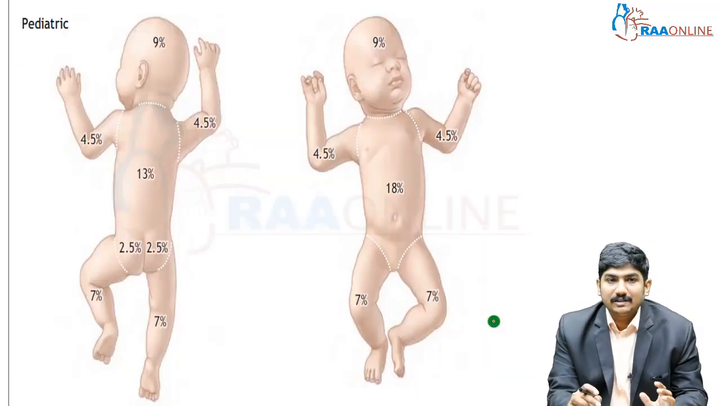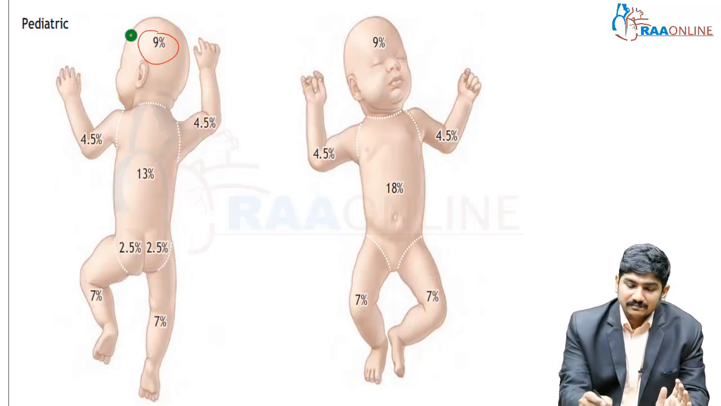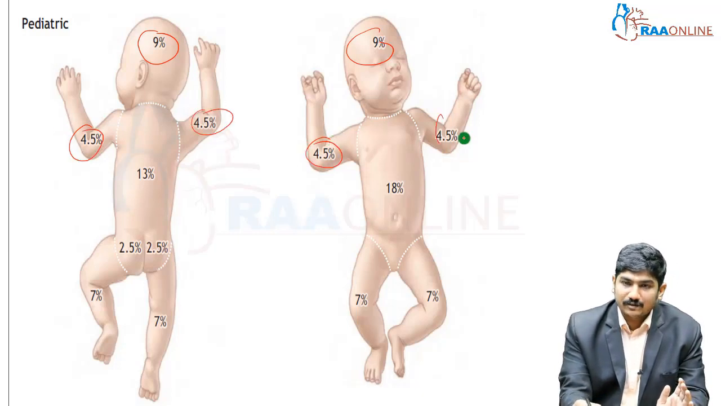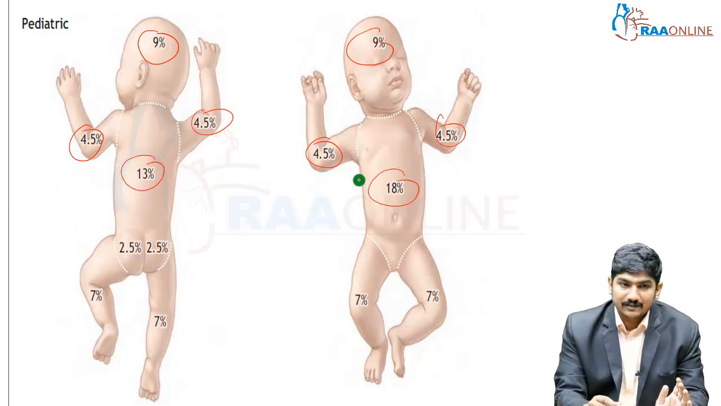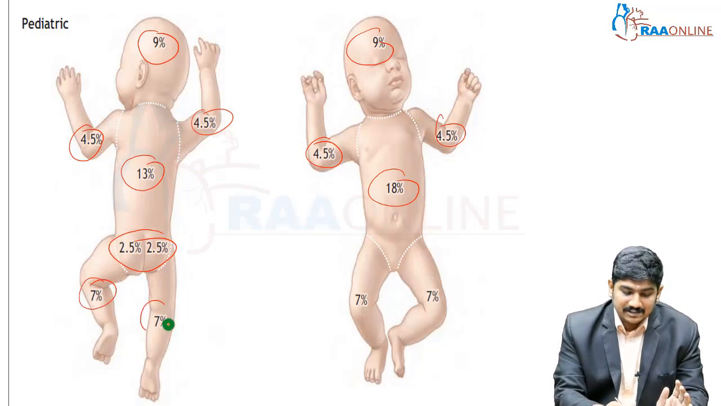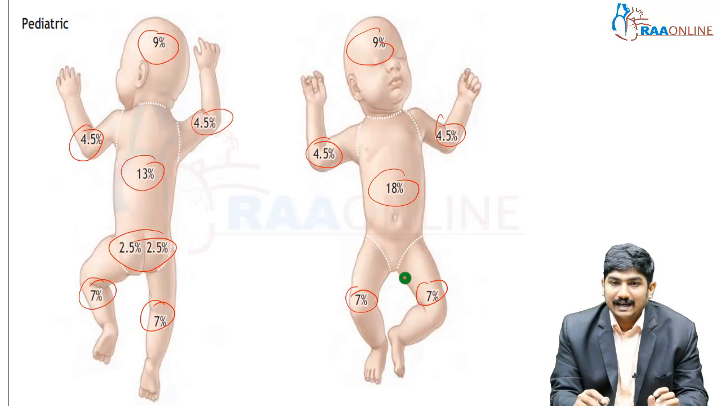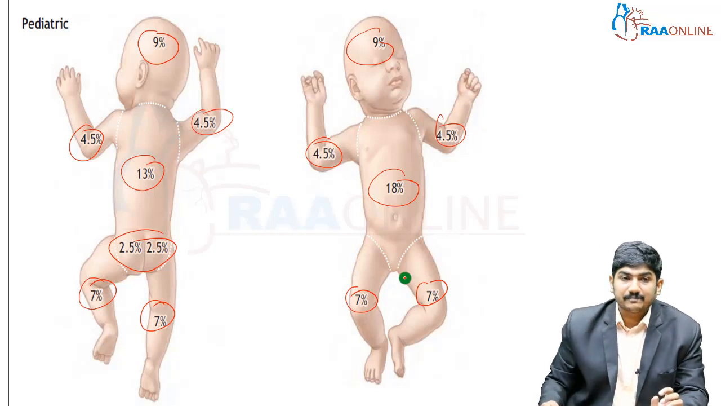So we are talking about the percentage of the body burnt, right? This is for the pediatric population. The head carries around 9% at the back, 9% at the front, and 4.5 for each arm at the back, and 4.5 for each arm at the front, 13% at the back, 18% at the front, and 5% for the two buttocks, and 7 each at the back of the leg, 7 each at the front of the leg. This adds towards 100%.